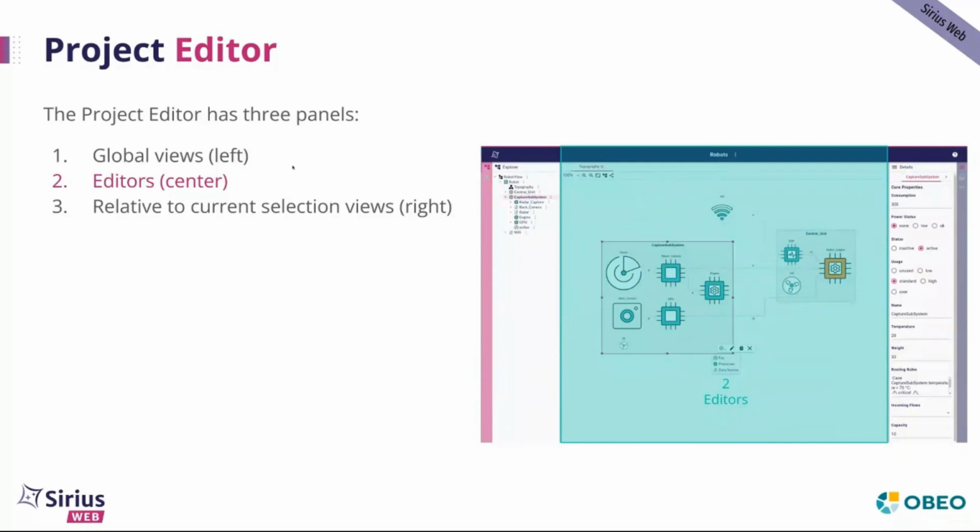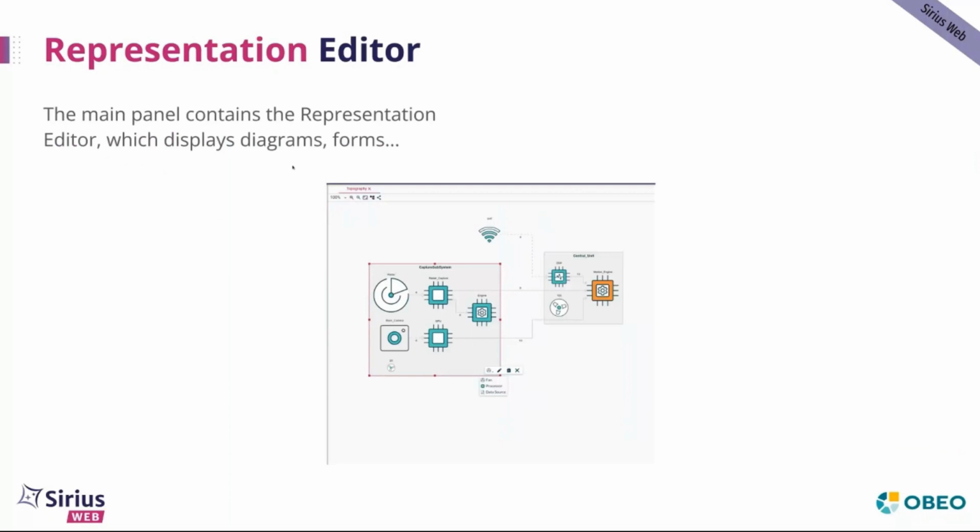The second panel you have in the project editor is the center panel. This is the project editor panel, which is the main panel of the project editor. It contains the representation editor. The representation editor is responsible for displaying various visual representations, such as diagrams, forms, or other graphical elements associated with the selected model or resource you have. It provides a dedicated workspace where users can interact with and modify the visual representation of the project.